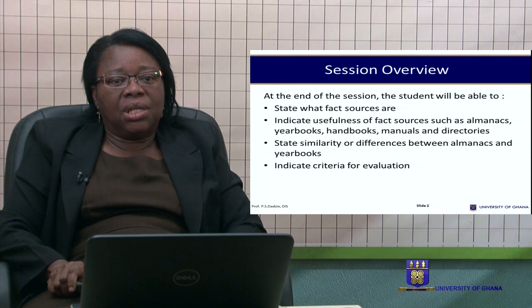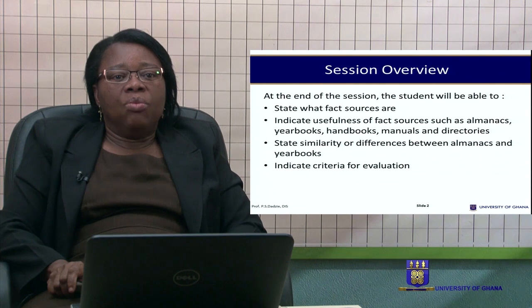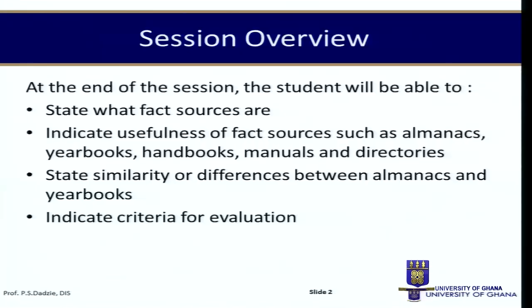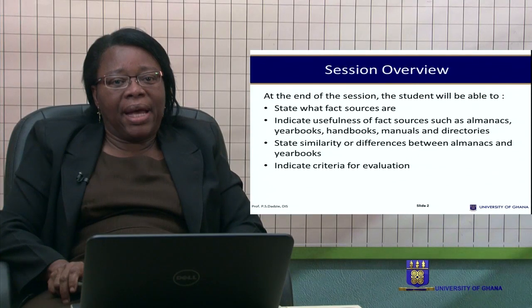So at the end of this session, we are going to look at the usefulness of fact sources. We are going to state similarities or differences, especially between almanacs and yearbooks, and we are going to indicate the criteria for evaluation. You remember in our previous session, we talked about selection and evaluation of reference sources. Now, these criteria will come back, and we are going to note which are the important criteria when you are selecting fact sources.